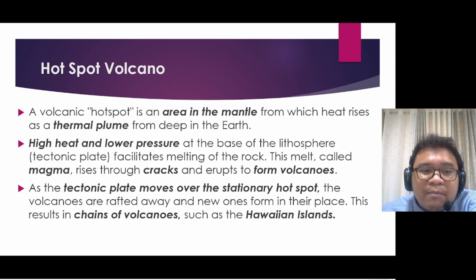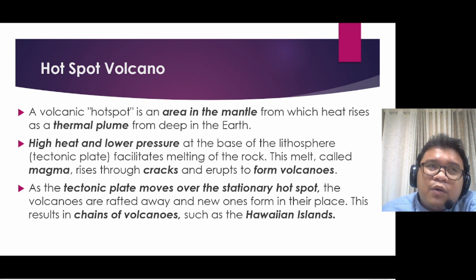And as the tectonic plate moves over the stationary hotspot, the volcanoes are rafted away and new ones form in their place. And this results in the chain of volcanoes such as the Hawaiian Islands. So, how does a hotspot occur? I'm going to show you an animation in the third part of our video on this one.